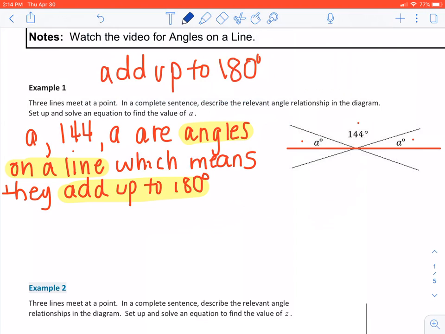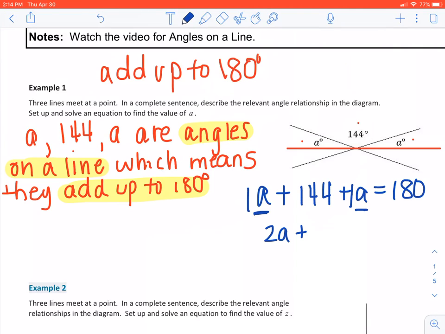Now we're going to write an equation to solve for A. If we know those 3 angles add up to 180, this is what our equation looks like. We have 3 angles, A, 144, and A. When we add them up, that's going to give us 180 degrees. Now we have some like terms in here. We have A and we have A. Remember, that's really 1A and 1A. So 1A plus 1A is 2A. That's still equal to 180.